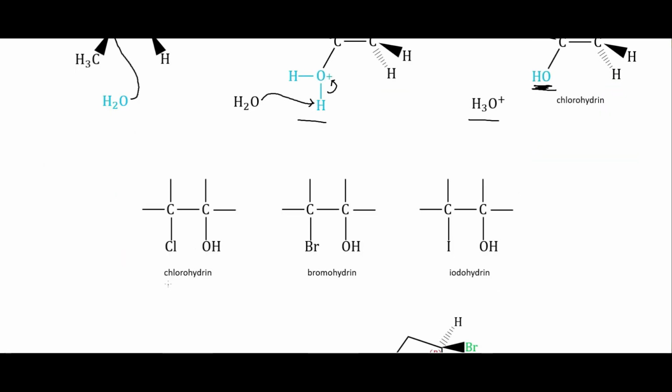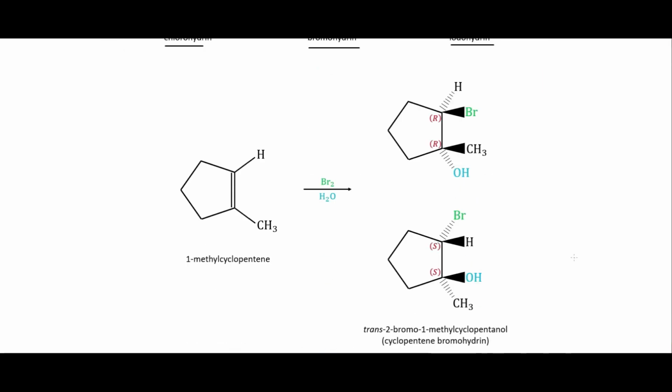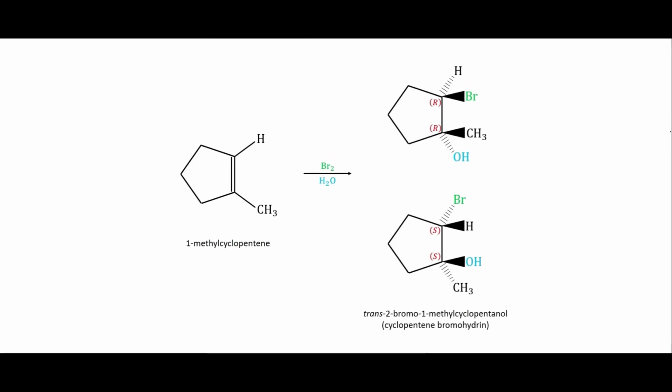For this, we can do the chlorohydrin, we can do the bromohydrin, and we can, in fact, do the iodohydrin here. So we could do this with all three of those. Again, for this, we're going to end up with the anti-addition, but we'll also end up with both enantiomers if we have something that looks like this.